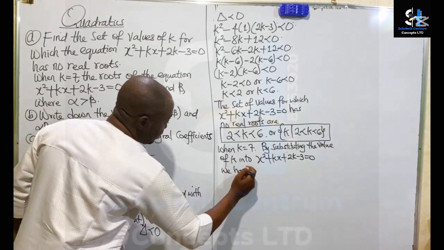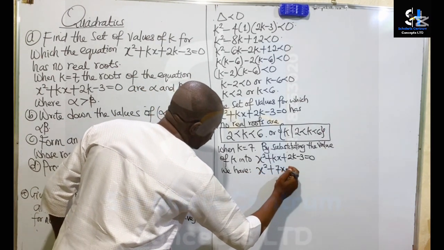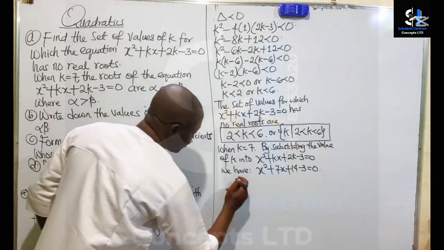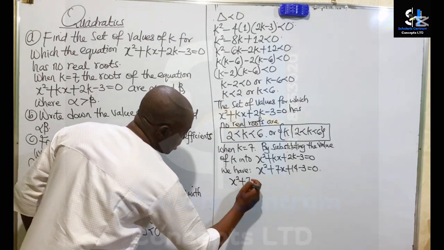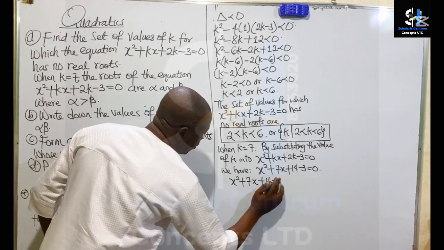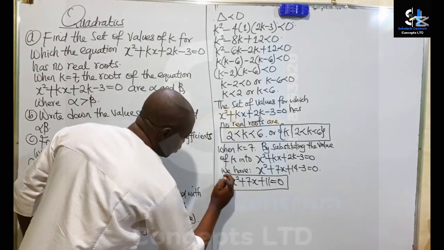Now we have this equation: x squared, this will be 7x, 2 times 7 is 14, minus 3 equals 0. So the equation will be x squared plus 7x plus 11 equals 0. So this is the equation.